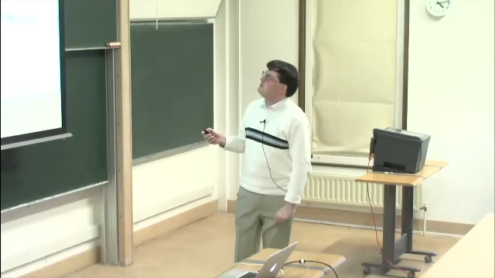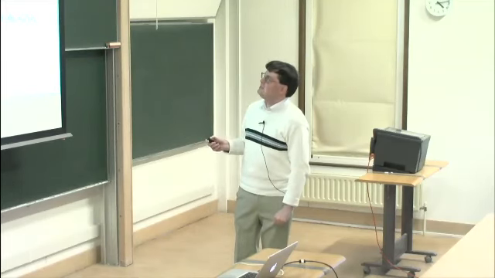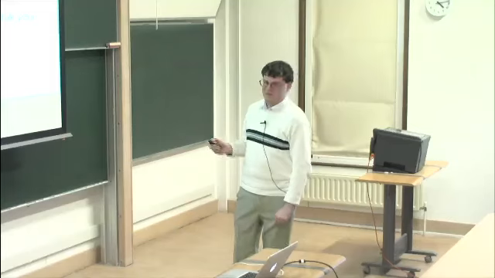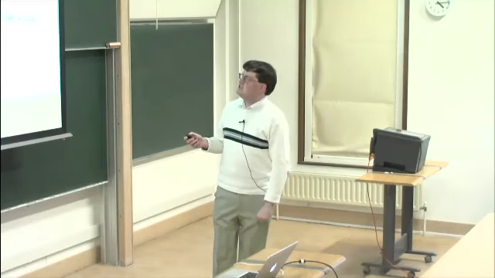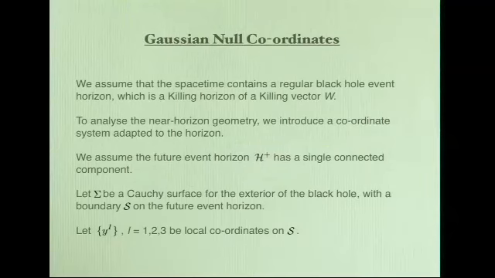So we're going to assume that the spacetime has a regular black hole event horizon, which is a Killing horizon of a Killing vector W. This is now an assumption. To analyze the near horizon geometry, we're going to work with Gaussian null coordinates, and we're going to assume that the future event horizon, H+, has a single connected component. We let sigma be a Cauchy surface of the exterior of the black hole with boundary S on the future event horizon, and we take y to be local coordinates on S. This should not be 3, this should be 8. There's a minor typo here. S is an 8-dimensional manifold.